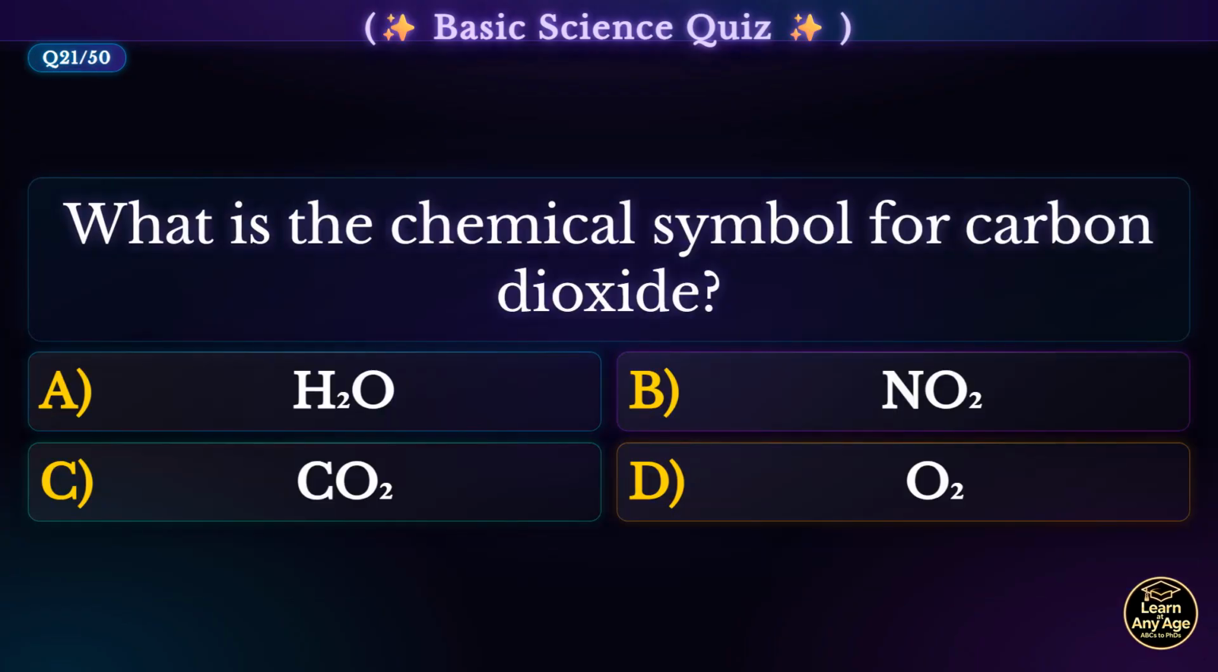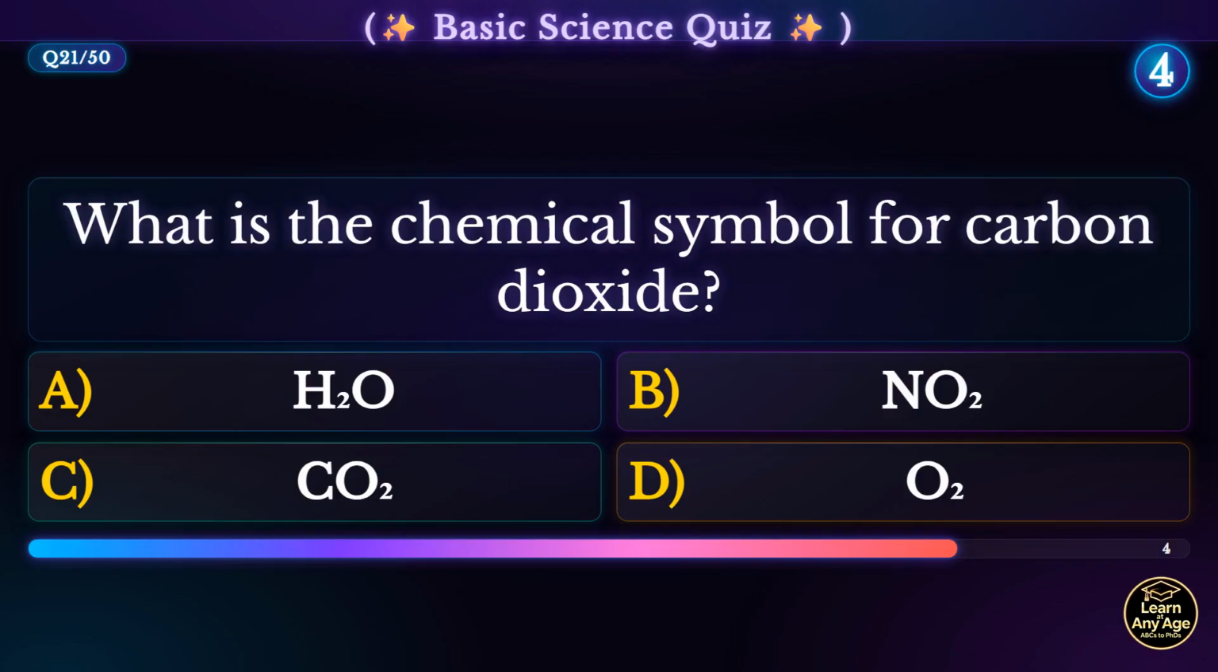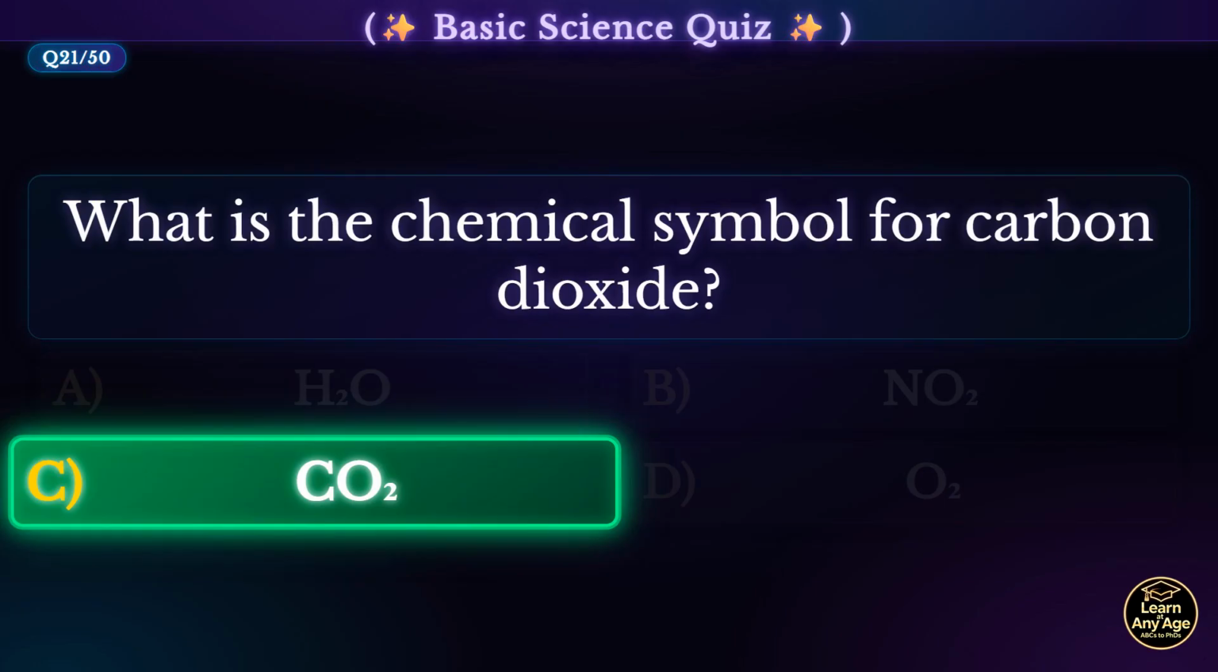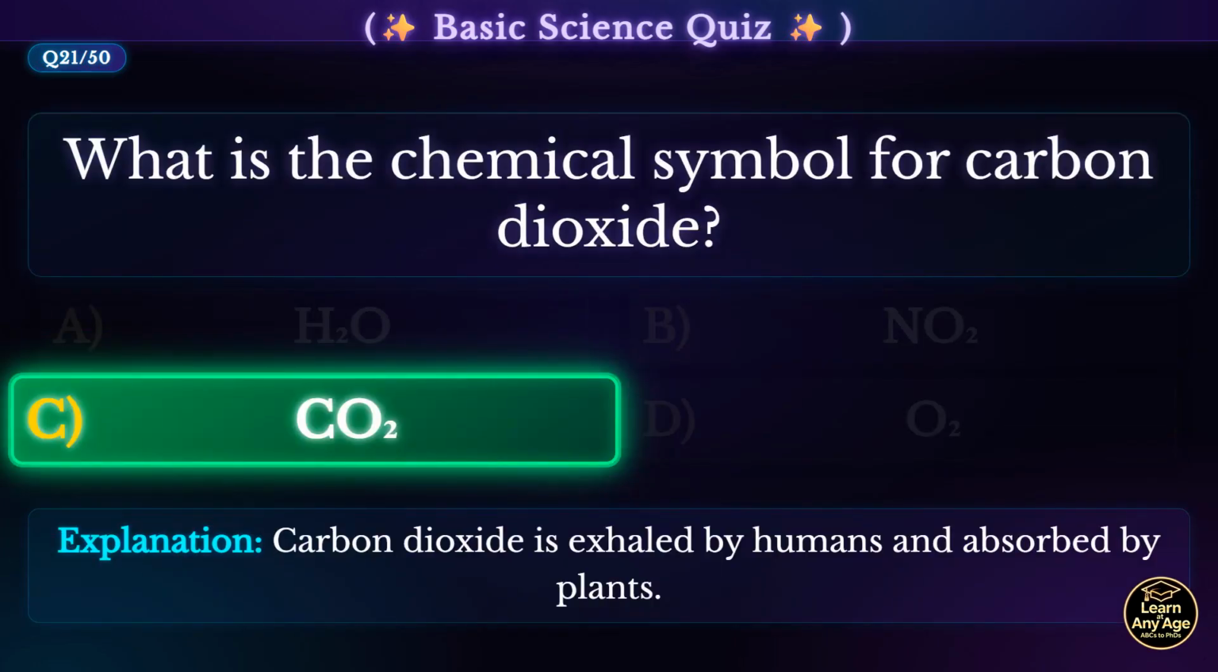What is the chemical symbol for carbon dioxide? H2O, NO2, CO2, O2. CO2. Carbon dioxide is exhaled by humans and absorbed by plants.